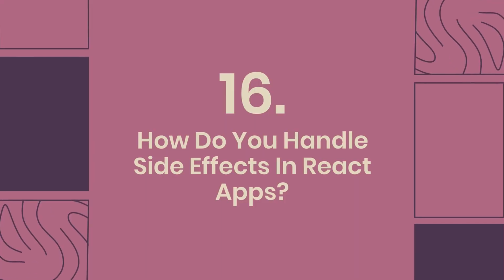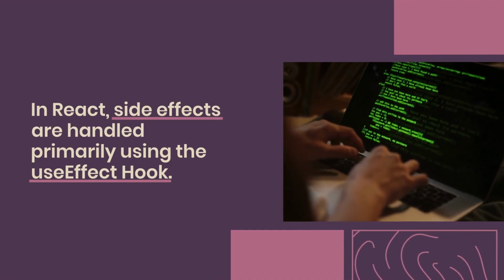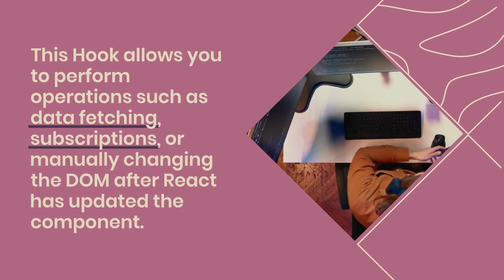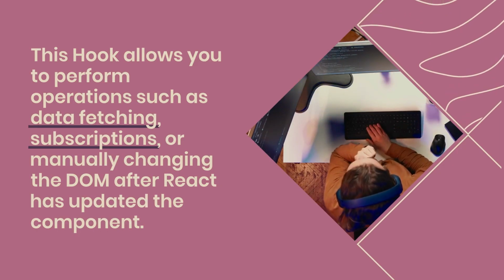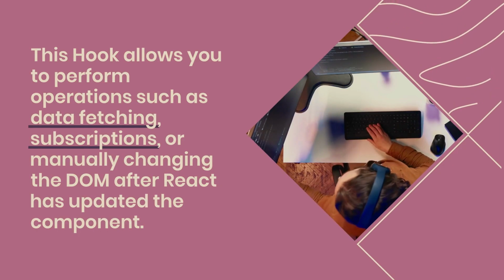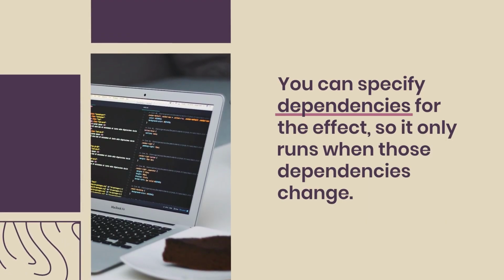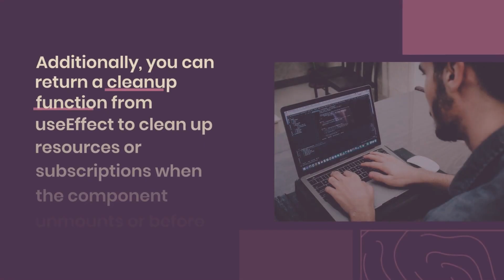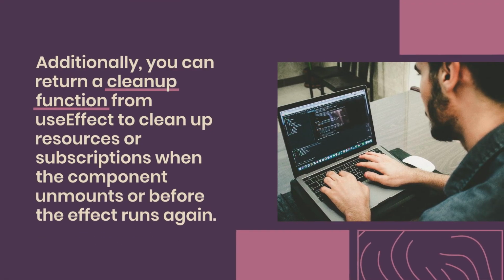16. How do you handle side effects in React apps? In React, side effects are handled primarily using the useEffect hook. This hook allows you to perform operations such as data fetching, subscriptions, or manually changing the DOM after React has updated the component. You can specify dependencies for the effect, so it only runs when those dependencies change. For example, you might fetch data only when a component mounts or when a specific prop changes.